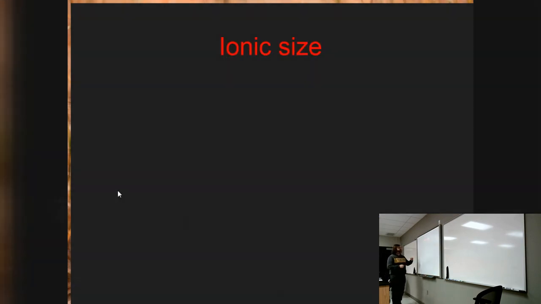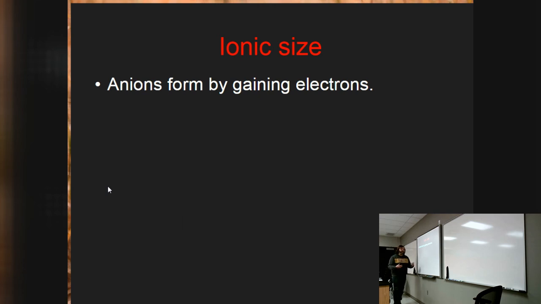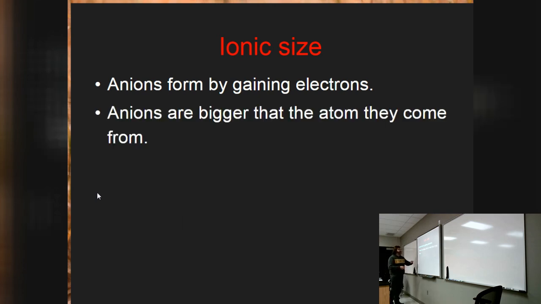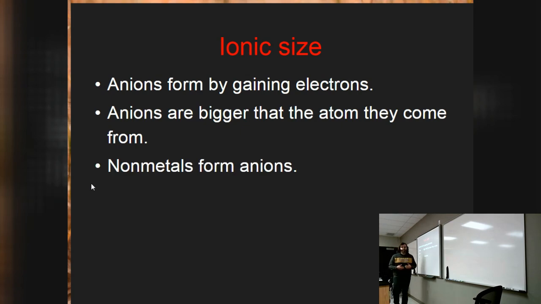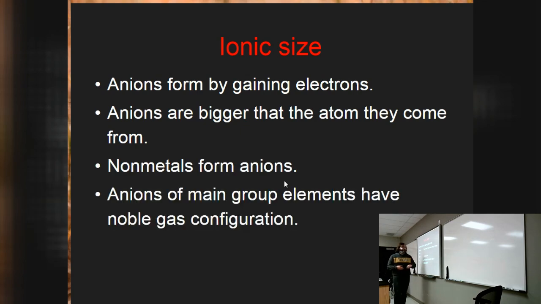Okay. The other thing would be, well, what if you gain an electron? Well, anions are what happens when you gain an electron. Anions are bigger than the atom that they came from because if you're adding an electron into the atom, you can imagine you're increasing in your size. Nonmetals normally form anions. Nonmetals, they do this, again, to form a noble gas electron configuration.